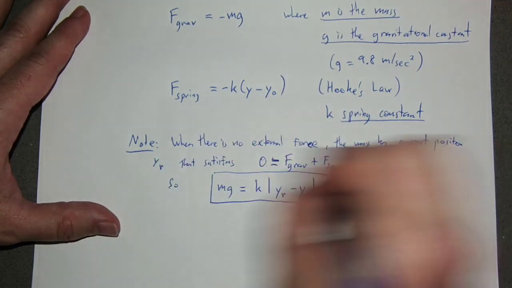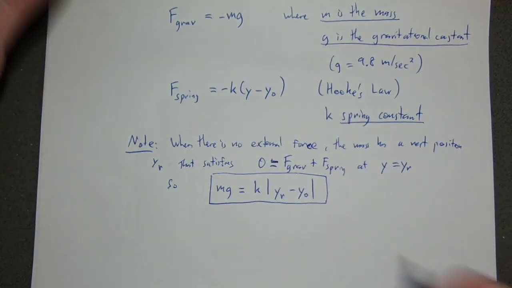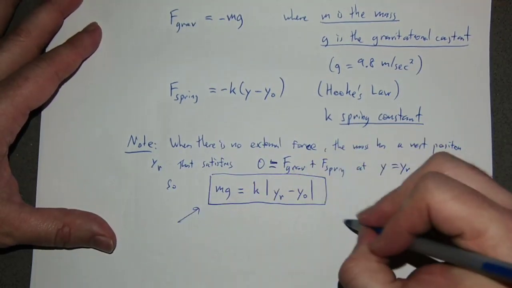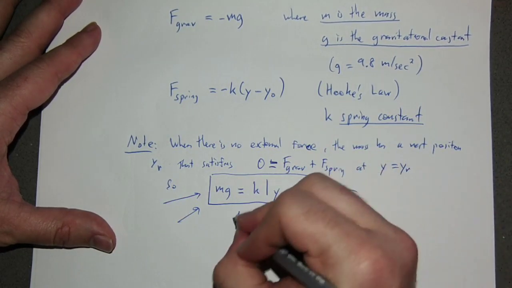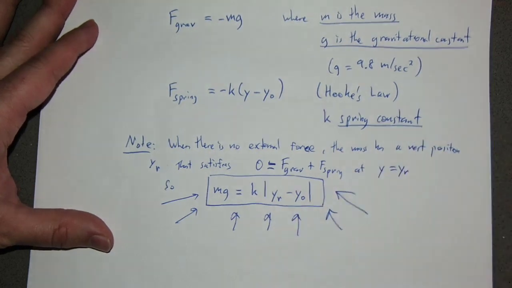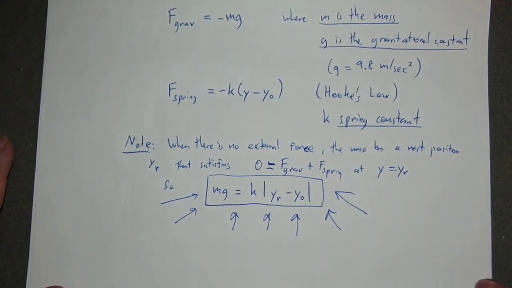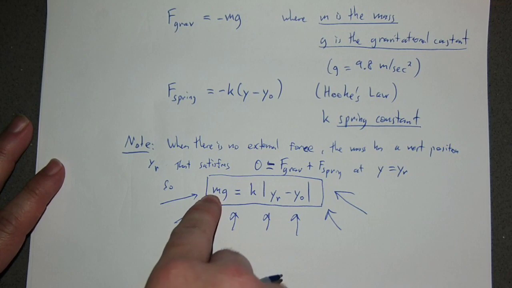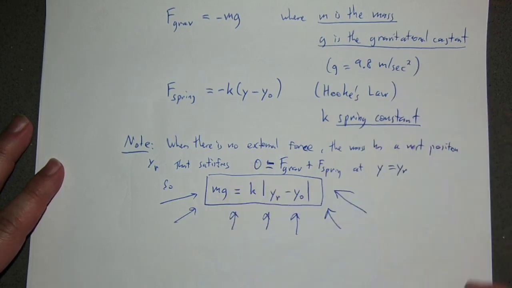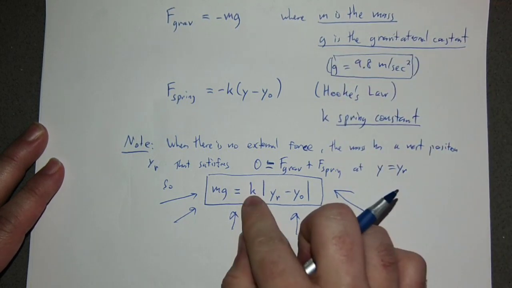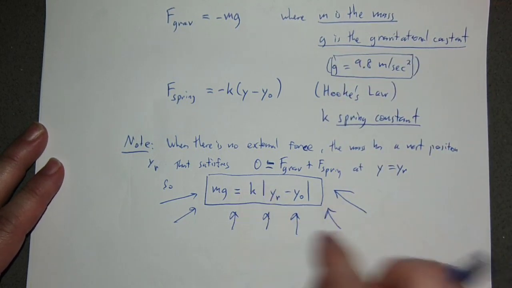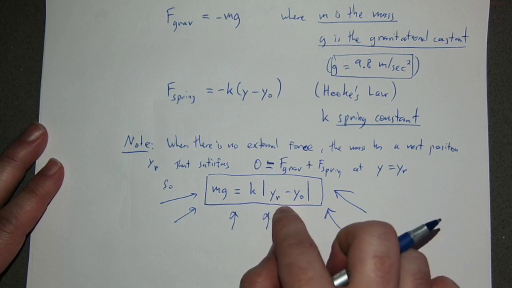None of what I said here is important at all. What's important is this. This is very important. Why is this important? M, you're typically given. Gravitational constant, you always know, right? So there it is. K, you will typically not be given. You'll have to figure it out. But what is this? This is the displacement, right?